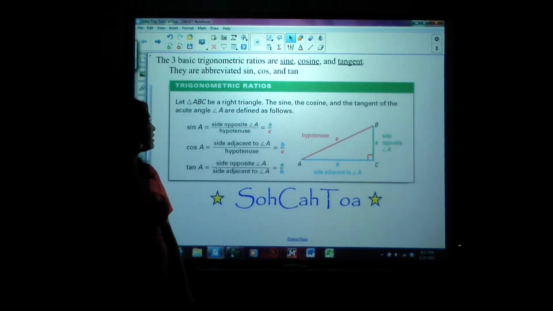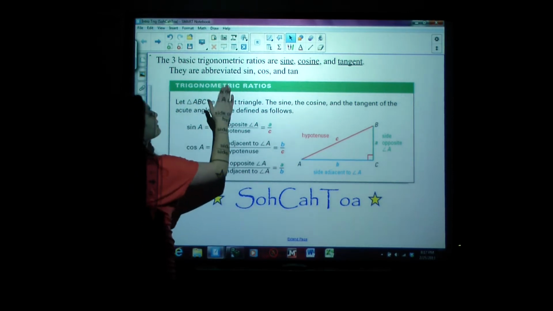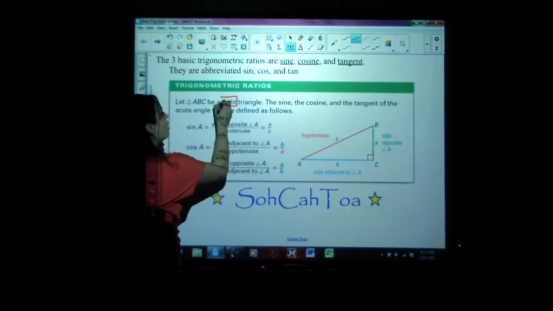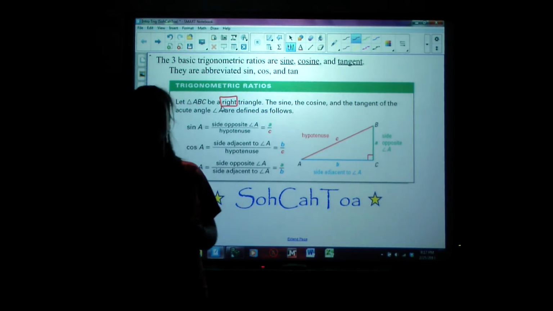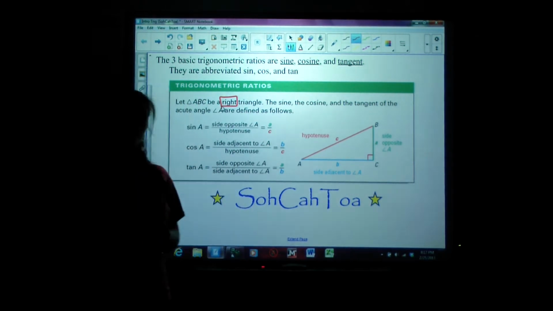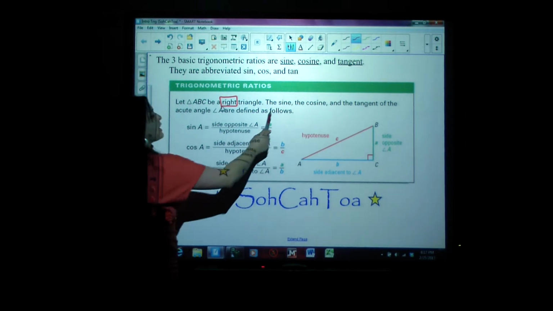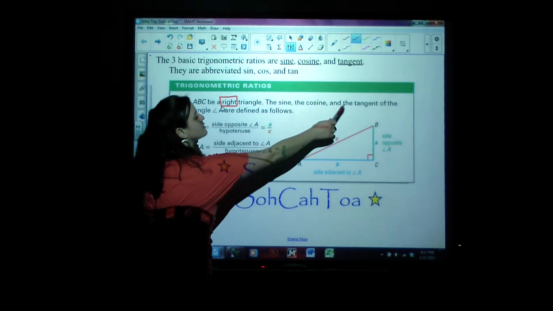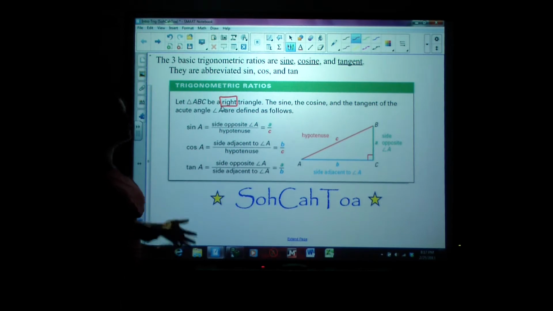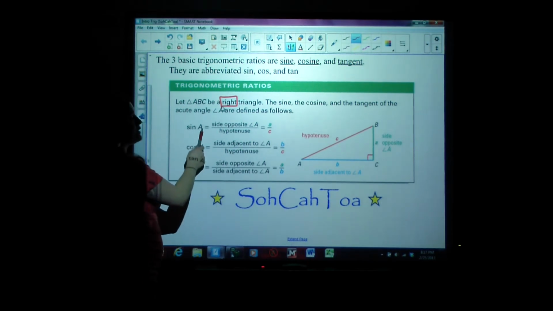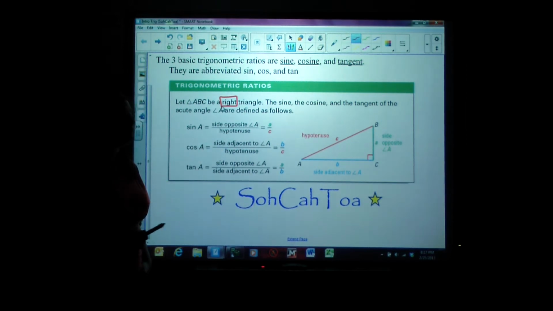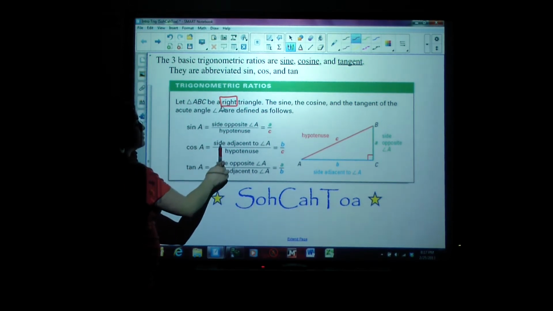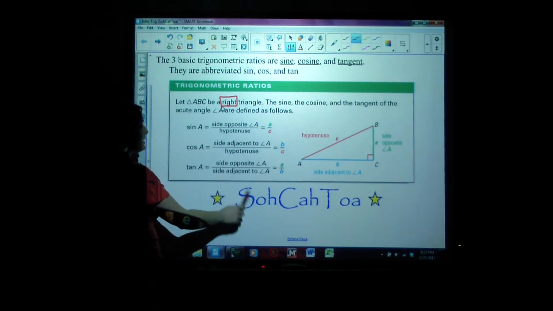How do we find these ratios? Well, as long as we have a right triangle, all the time when you use these trigonometric functions, you need to have this right triangle in order to set up these ratios. As long as we have that right triangle, the sine, cosine, and tangent of some acute angle are defined as the following. The sine of an acute angle is going to be the opposite side over the hypotenuse. The cosine of an acute angle is going to be the adjacent side to that angle over the hypotenuse. And the tangent is going to be the opposite over the adjacent.